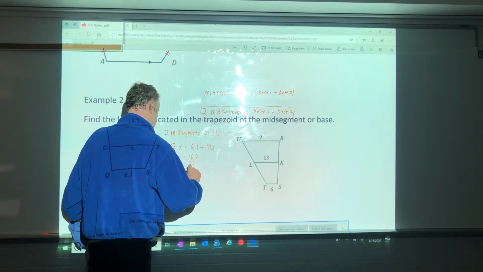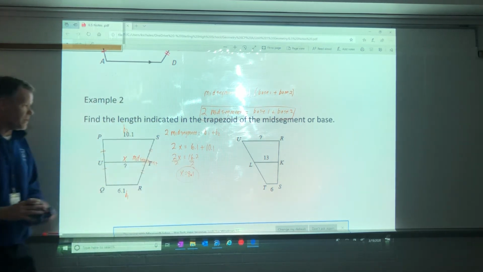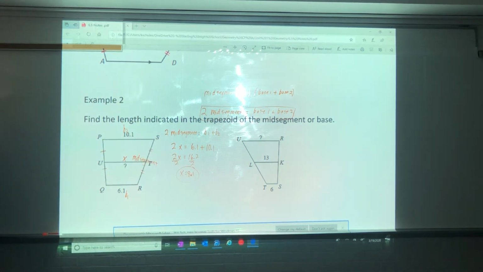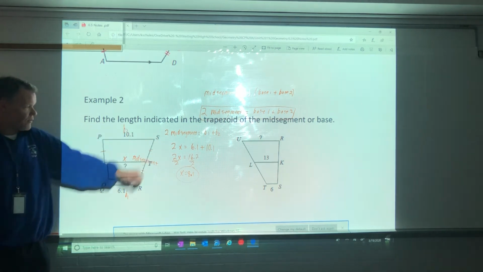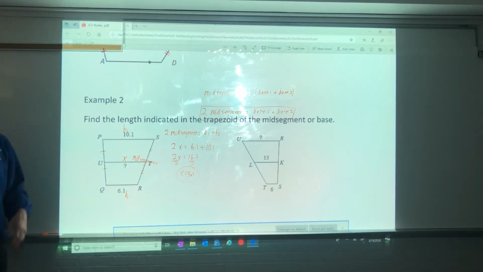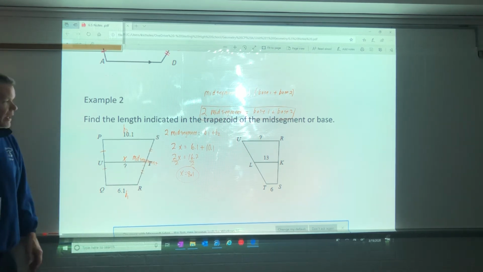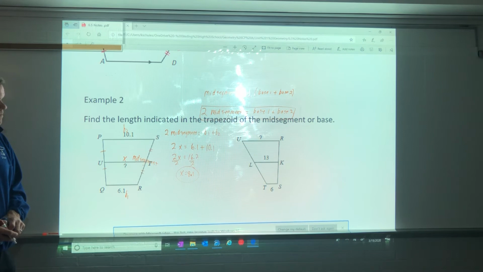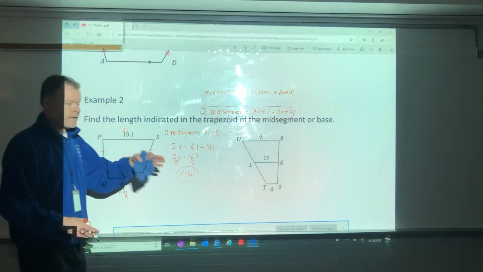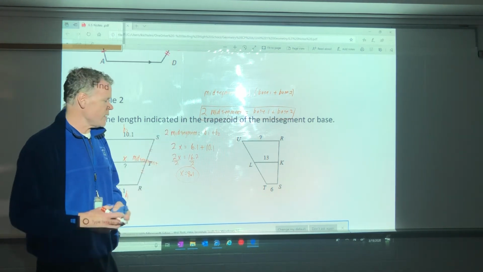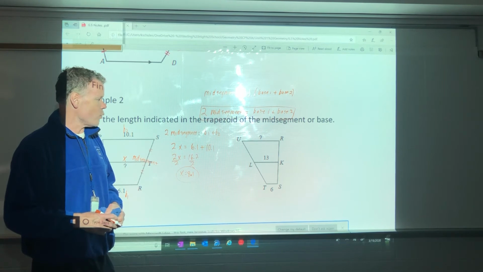X is going to equal 8.1. So my mid-segment is going to be 8.1. That's basically what you're looking at when you're looking at an example. And then just write everything in from the formula, almost the same kind of idea as when we had a triangle. And again, I just like writing my formula, putting everything down in an organized way.